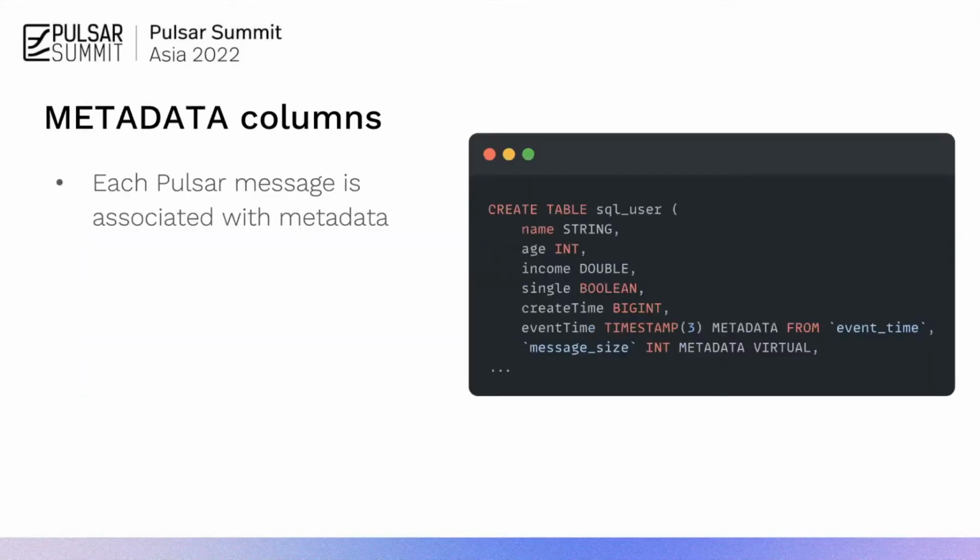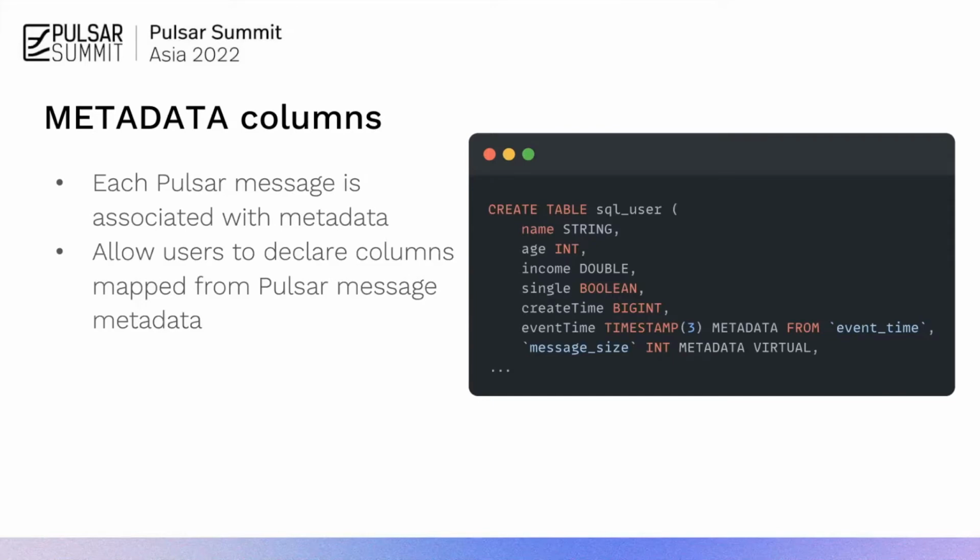Now we're going to introduce a cool feature called the metadata columns. Here is some background information: each Pulsar message is associated with metadata, such as which topic it comes from, what is the publish time of it, what is the event time of it, how large is this message. And with the metadata columns, our Flink Pulsar SQL Connector allows users to declare columns that should be mapped from a Pulsar message metadata. For example, here, if you look at the event time column, it's actually coming from a metadata with the key event underscore time.